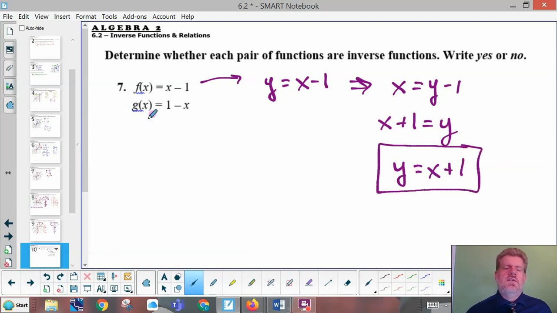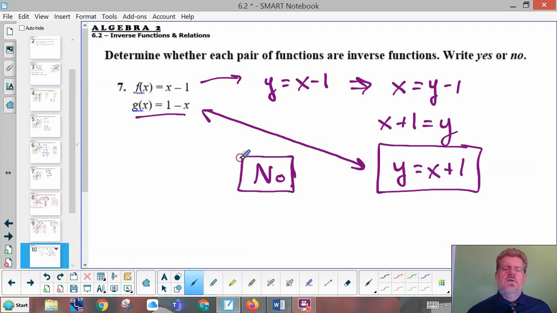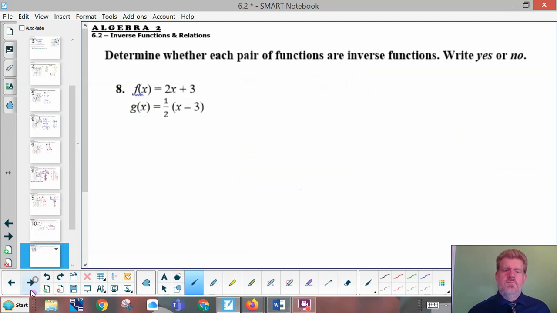Guess what? Is this the same as this? Are those the same? And the answer is a big no. These are not inverses of each other. Okay? Are these?